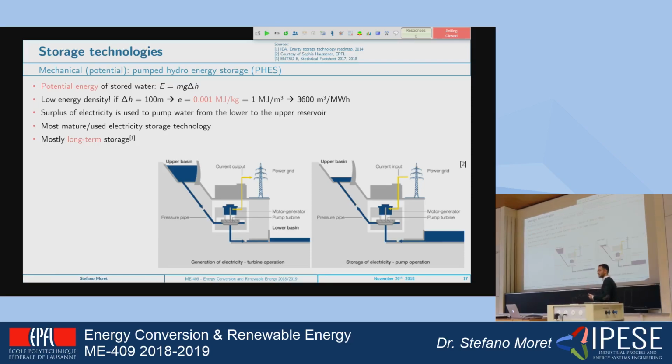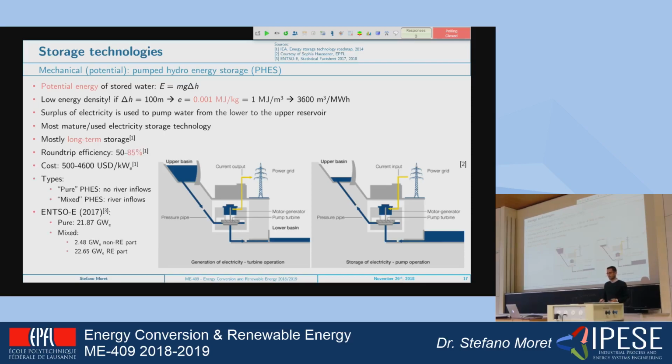It's a low energy density technology because we need a large amount of water. So we are in the order of magnitude of at least 1,000 meters cubed to store 1 megawatt hour of electricity. It is a very mature technology. We know quite well how to use it, and we can also use it for long-term storage. So we can also use this technology for hours and for months.